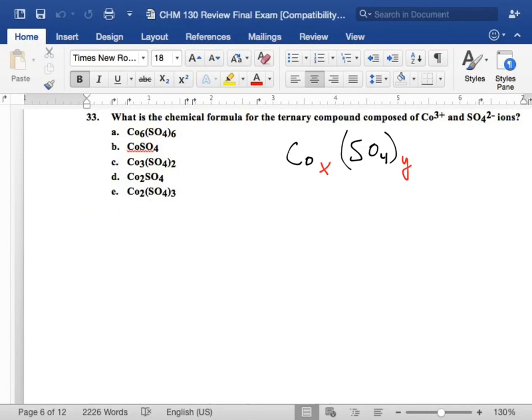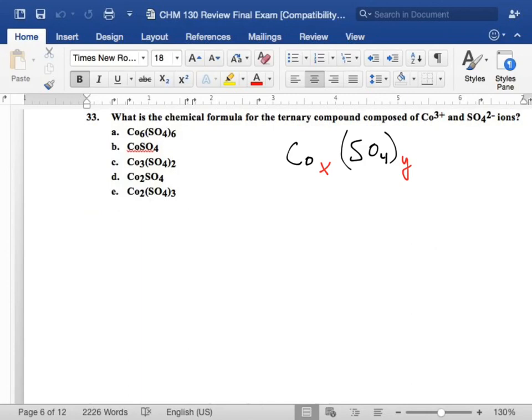Why did I put parentheses around the sulfate? Because it's an ion and the number needs to show that it's for the whole ion. The Y needs to apply to everything within that parentheses. I want to make sure it doesn't become 4Y. Okay, that 4 is part of the name that makes it sulfate.